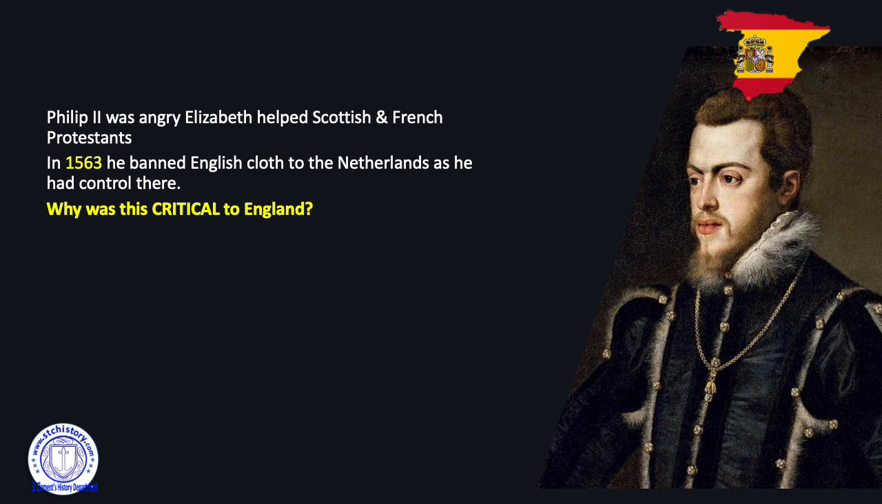I guess the way Philip would stop the block, if you like, on English cloth is to make some sort of deal with him. It could be something as simple as getting out and stopping being involved, or something a bit more serious. So as we go through this, we'll see what happens in this situation. But yeah, very, very worrying for Elizabeth that Philip has blocked our trade in Antwerp.